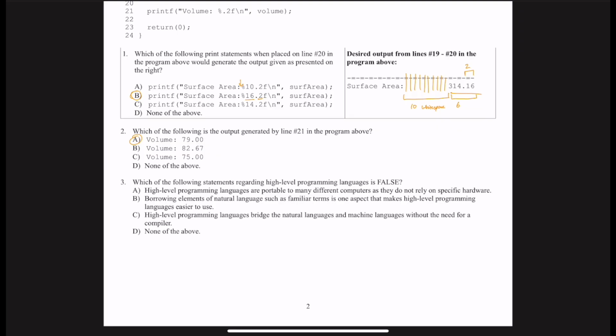C. High-level programming languages bridge the natural languages and machine languages without the need for a compiler. So this one is not going to be true. Some high-level programming languages still need to be compiled. This is talking about interpreted languages, which is a little bit different concept. So C is false.